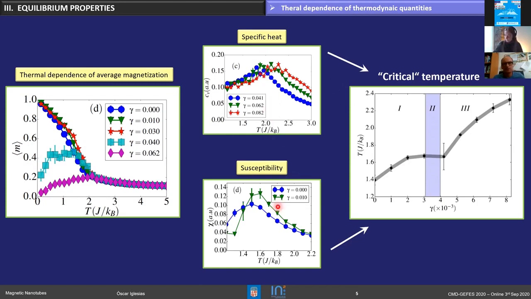From the specific heat peaks and the susceptibility peaks, we can see also that there's a critical temperature for ordering, which is supposed to happen between the paramagnetic and one of these ordered phases. And you see that this critical or pseudo-critical temperature, because here we're dealing with finite size effects, varies with the coupling constant gamma. There are 3 regions of characteristic variation, which we will now study in more detail.